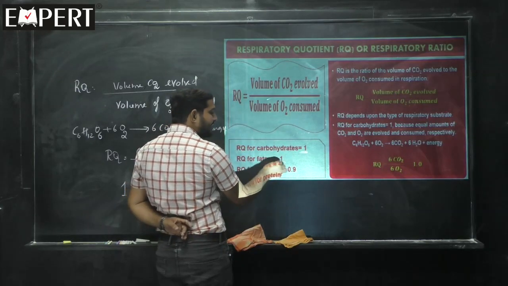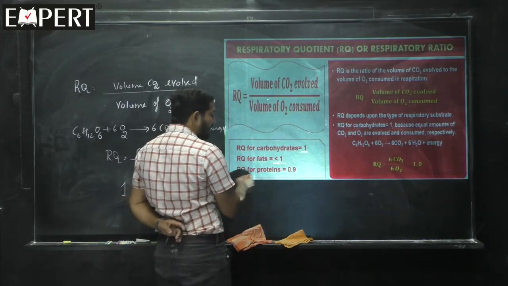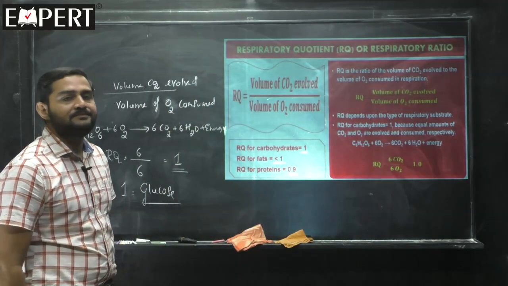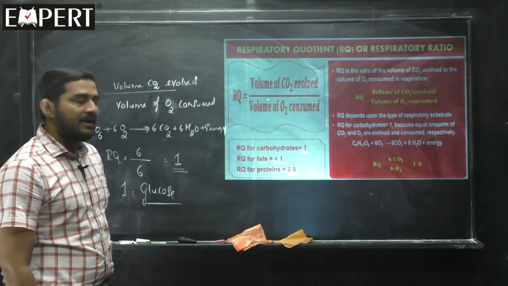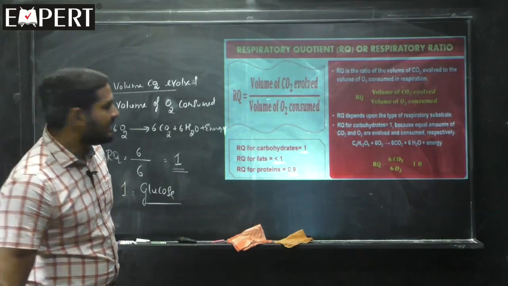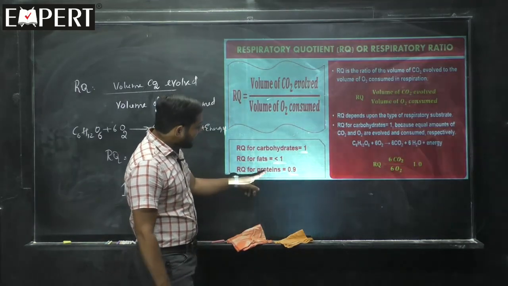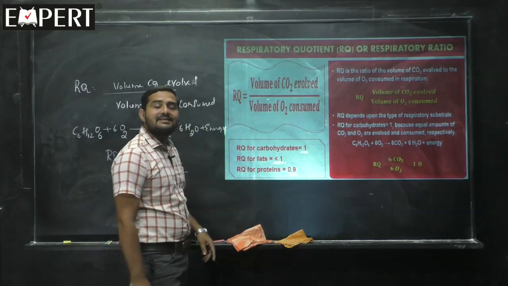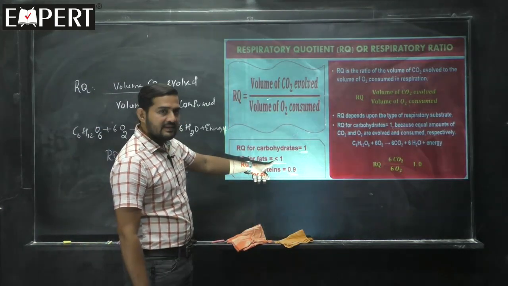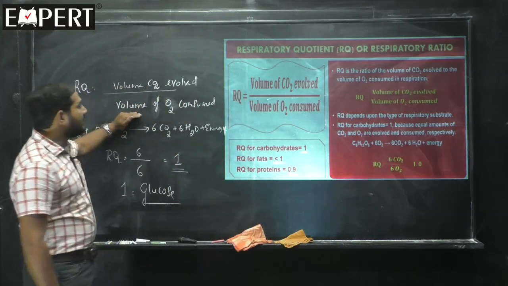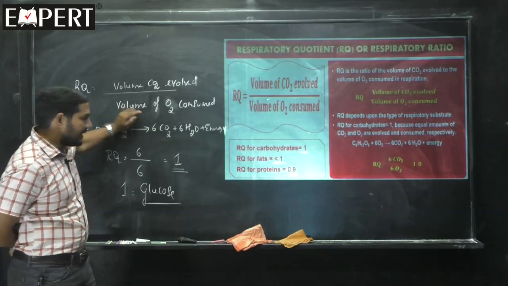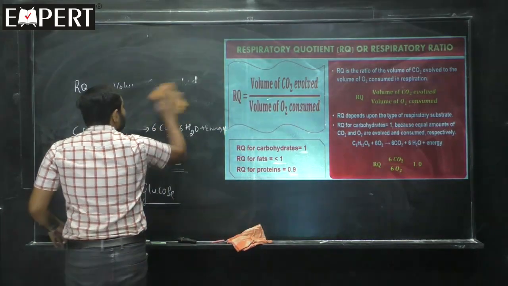RQ value for fat is less than 1. RQ value for protein is 0.9. These 3 values you have to remember by heart: 1 for carbohydrate, less than 1 for fat and 0.9 for proteins. So, for fat as well as proteins the RQ value is less than 1. That means less than 1 indicates the O2 requirement is more than the CO2 evolved. Clear, right? Okay. So, I will go for the next one now.